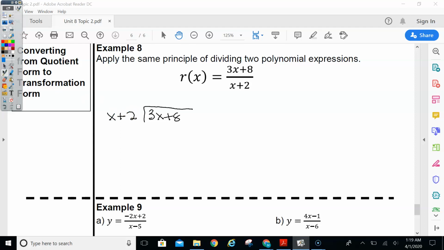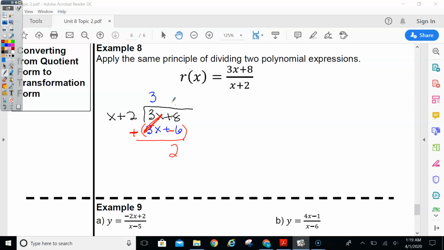If you remember the long division, you ask yourself how many times does x go into 3x? X times 3 is 3x. So then you multiply 3 by both of these. 3 times x is 3x. 3 times 2 is 6. But this is the tricky part. You have to remember to subtract these. When you subtract, you're subtracting both, so basically you're distributing the negative. The negative goes with this one and with this one, and then you just add them. So 3x minus 3x cancels out. 8 minus 6 is 2.